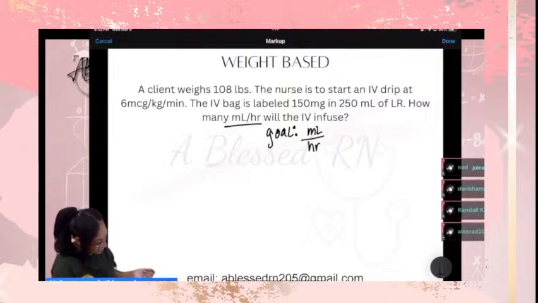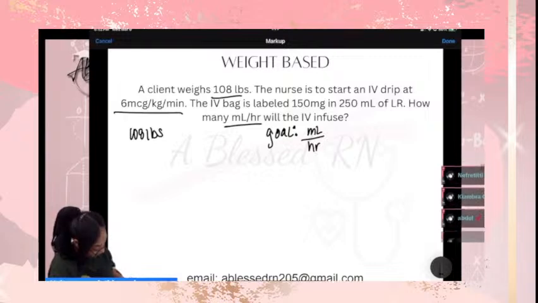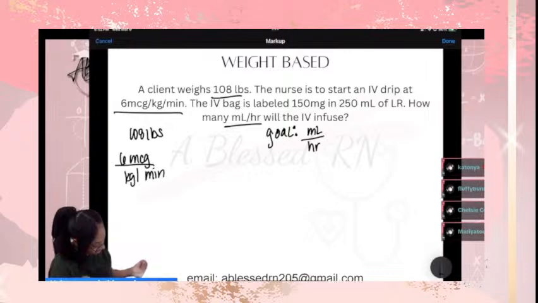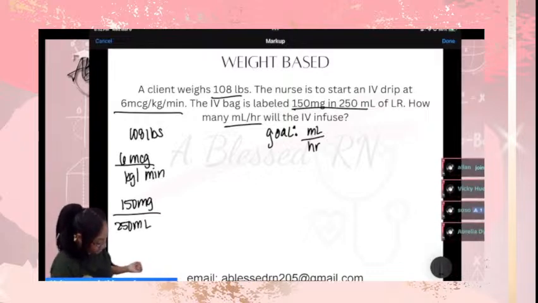So, yes, it is an isotonic solution, right? PPP is what I use to remind myself what to use for a weight-based problem, which is going to be the patient's weight, your prescription, and your product. So our patient's weight is 108 pounds, okay? Your prescription, or your order, is 6 micrograms per kg per minute. And then our medicine, which is our product, is 150 milligrams in 250 milliliters of lactated ringers.